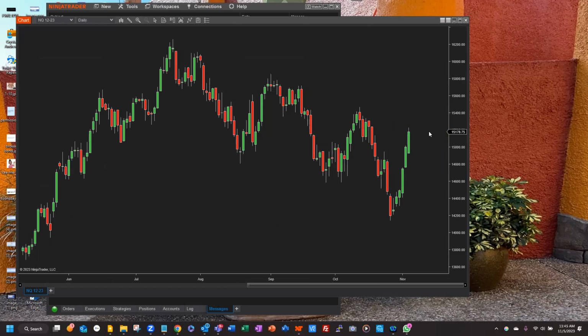The next thing I want, just so you can see what happens when you are not at the far right edge: click on the chart, click and hold and move it to the right side.